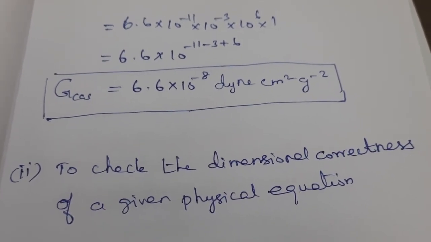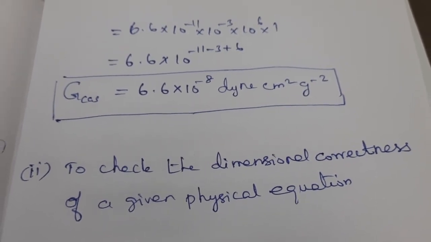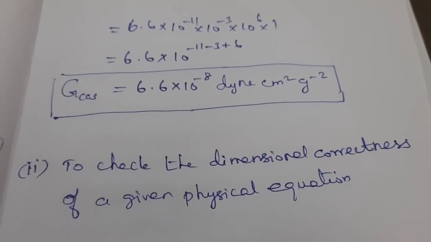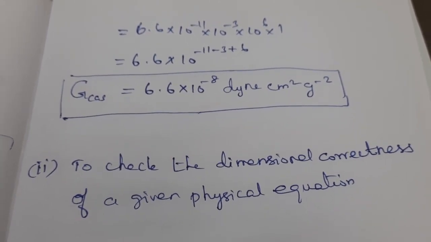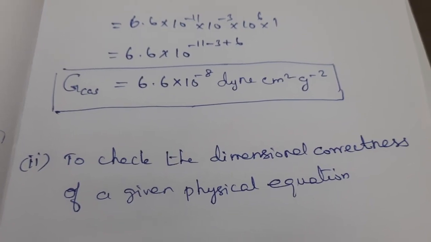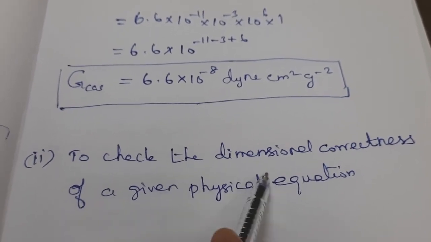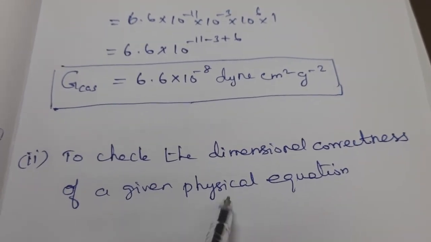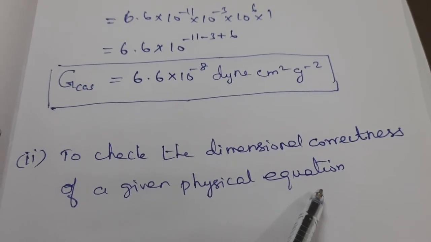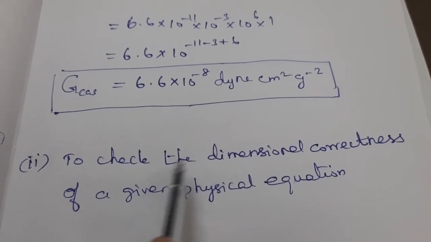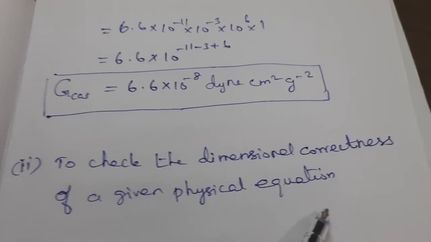I believe that you have understood the problem. Examples 1.12 and 1.13 are very important problems. Let's move on to the second use. What is the second use? To check the dimensional correctness of the given physical equation, the dimensional formula is used, whether the equation is dimensionally correct or not.